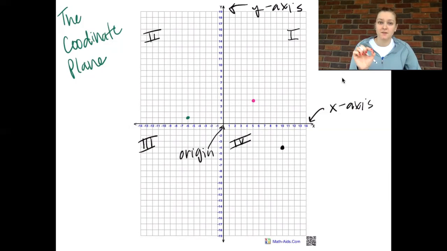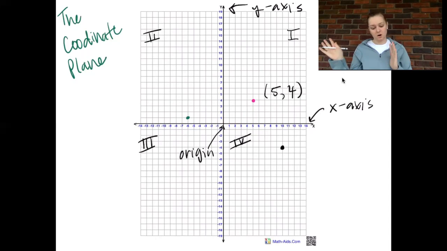For the pink point in quadrant number 1, when I'm trying to figure out its coordinates, first we look at x. How far horizontally did we go? If I start at my origin, I go 1, 2, 3, 4, 5. So in this case, it's 5, and then I go up 1, 2, 3, 4. Since we go to the right, it's always positive. Right is positive, left is negative, just like our number lines, and up is positive, down is negative, just like our number lines.